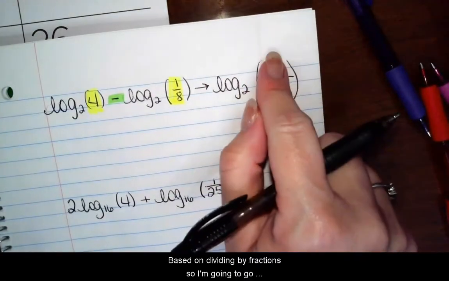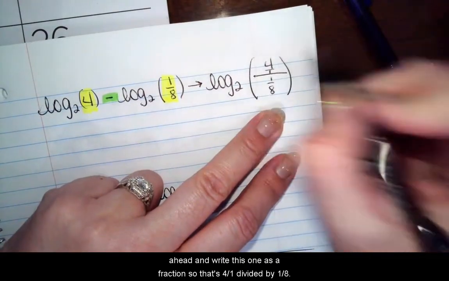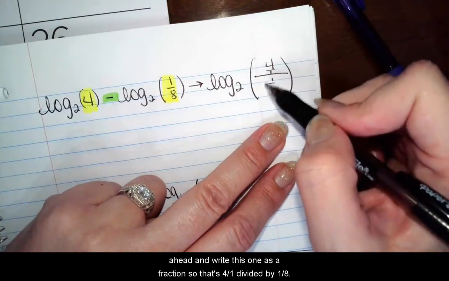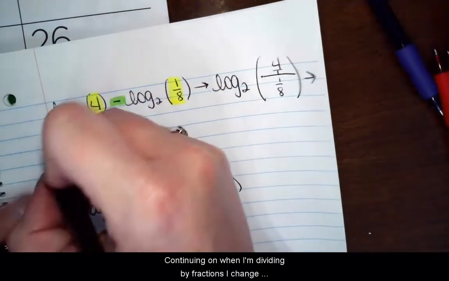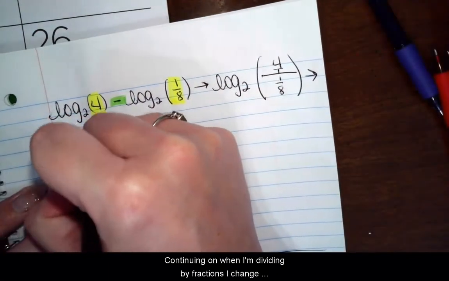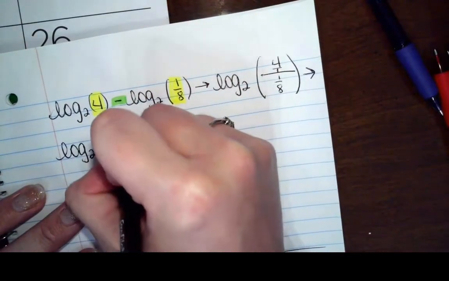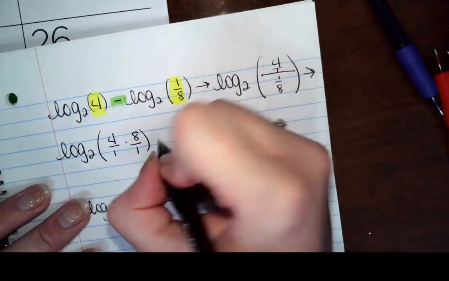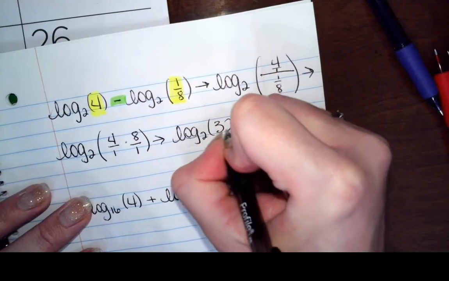Okay, so I'm dividing by fractions. So I want to go ahead and write this one as a fraction. So that's 4 over 1 divided by 1 over 8. Okay, continuing on, when I'm dividing by fractions, I change it to multiplication by the reciprocal. So now I've got log base 2 of 32 over 1 that I don't care about.